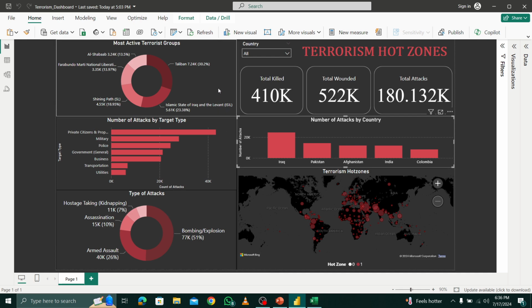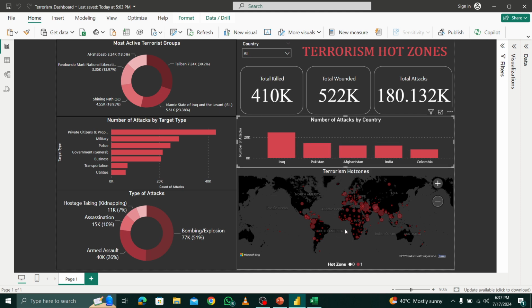In the first graph we can see that the most active terrorist group is the Taliban, which accounts for 30.2% of the total number of attacks. Then comes the Islamic State of Iraq and the Levant, ISIL. Third is Shining Path, and so on. The type of personnel being attacked is listed according to the hierarchy. The most common target type were private citizens, then military, and then police, and so on. In this graph we can see that the most attacks happened in Iraq, then in Pakistan, then Afghanistan, India, and Colombia.